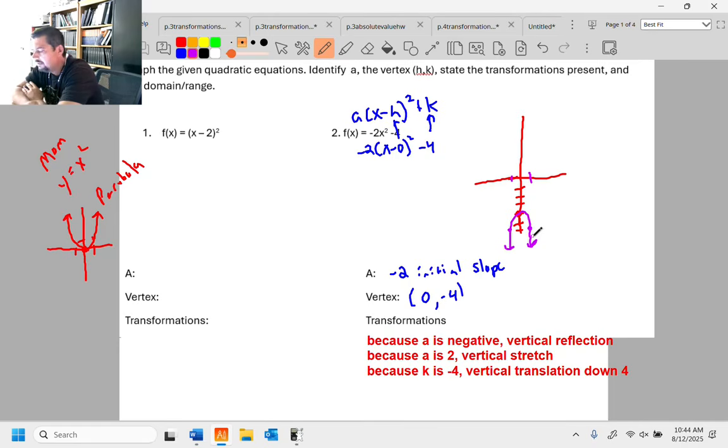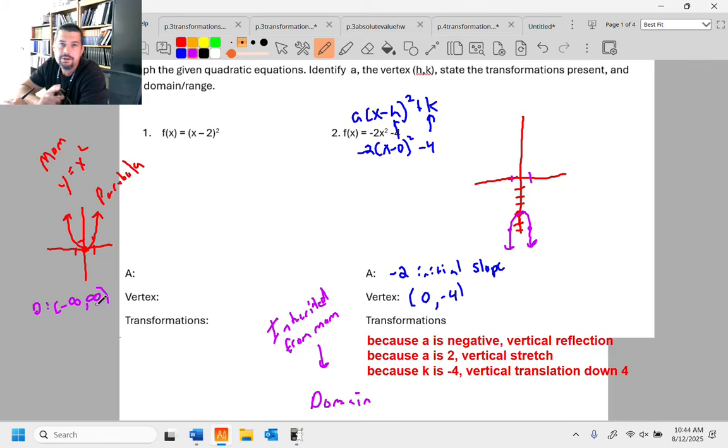And I guess it's not on here, it didn't make the cut, but you're also supposed to talk about the domain. Do remember that domain is inherited from mom. And mom's domain is negative infinity to positive infinity. Domain is always an inherited concept. So the domain is negative infinity to positive infinity.